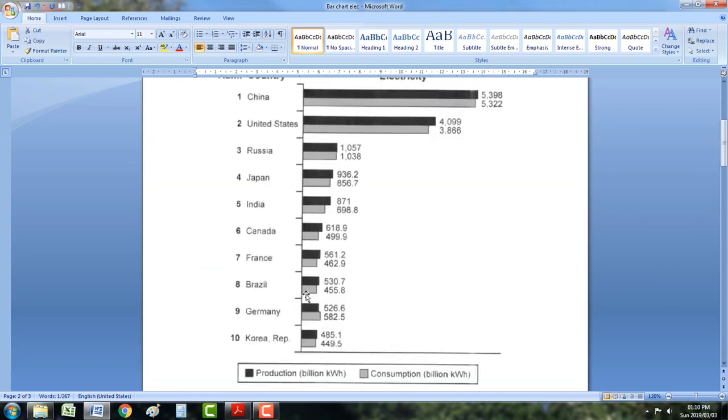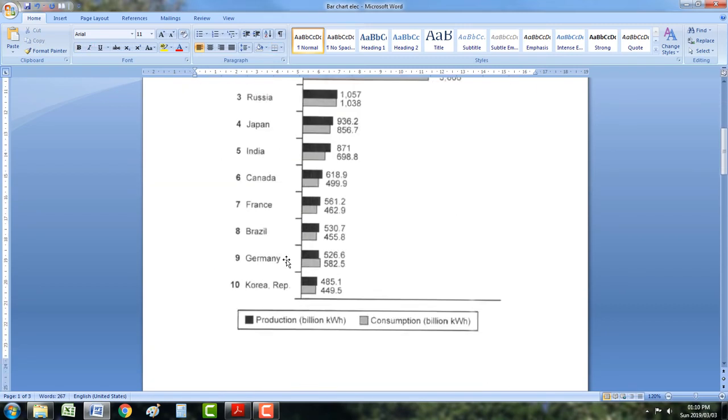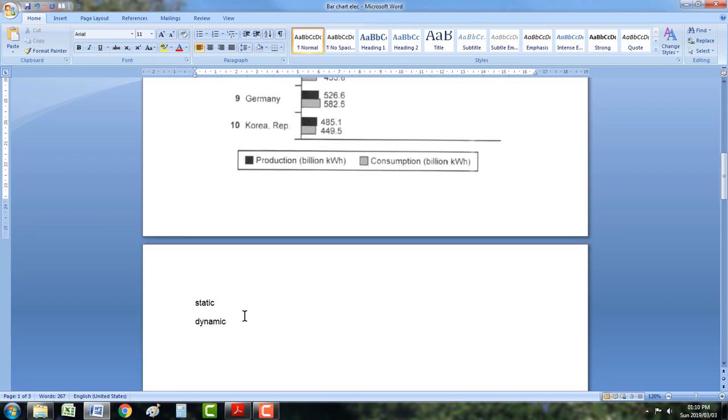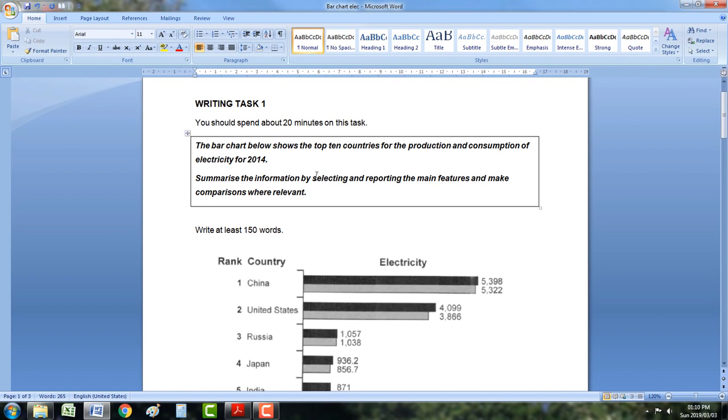So this one, it's a static bar chart. It's only for 1 year. The dynamic is over many years, which actually ends up being a line chart. Alright, so let's take a look. The bar chart shows the top 10 countries for the production and consumption of electricity for 2014.